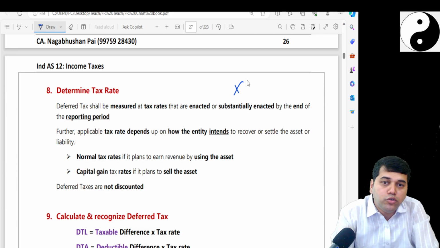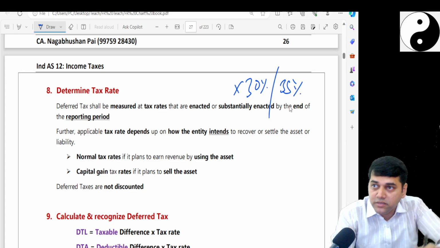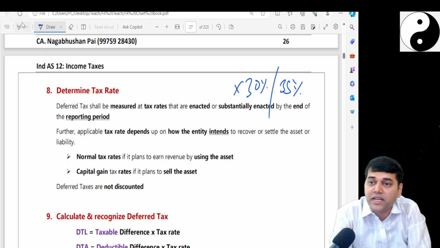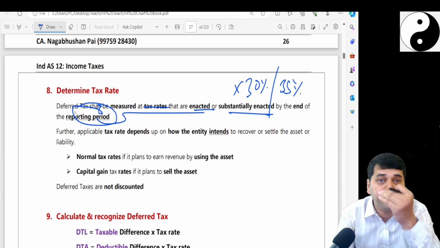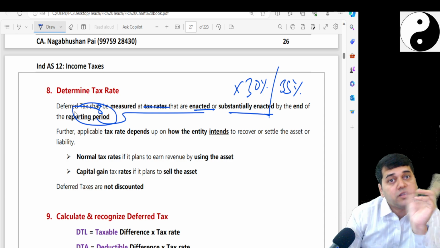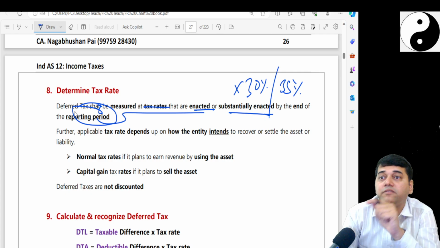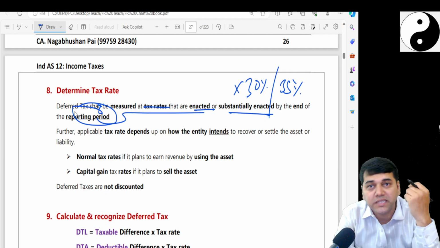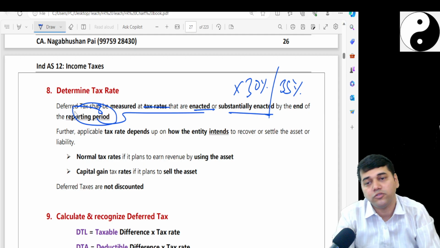Yes, the next is the determination of the tax rate. When I say multiply by 30%, is it 30 or 35%? Is it this year's rate or the next year's rate? The standard says that the deferred tax should be measured at the tax rate which is enacted or substantively enacted by the end of the reporting period, by 31st March. Is it something enacted? If the answer is yes, then use it. By February only you will come to know. That means by 31st March you know exactly what tax rates are applicable for the next assessment years. So you have to take that.